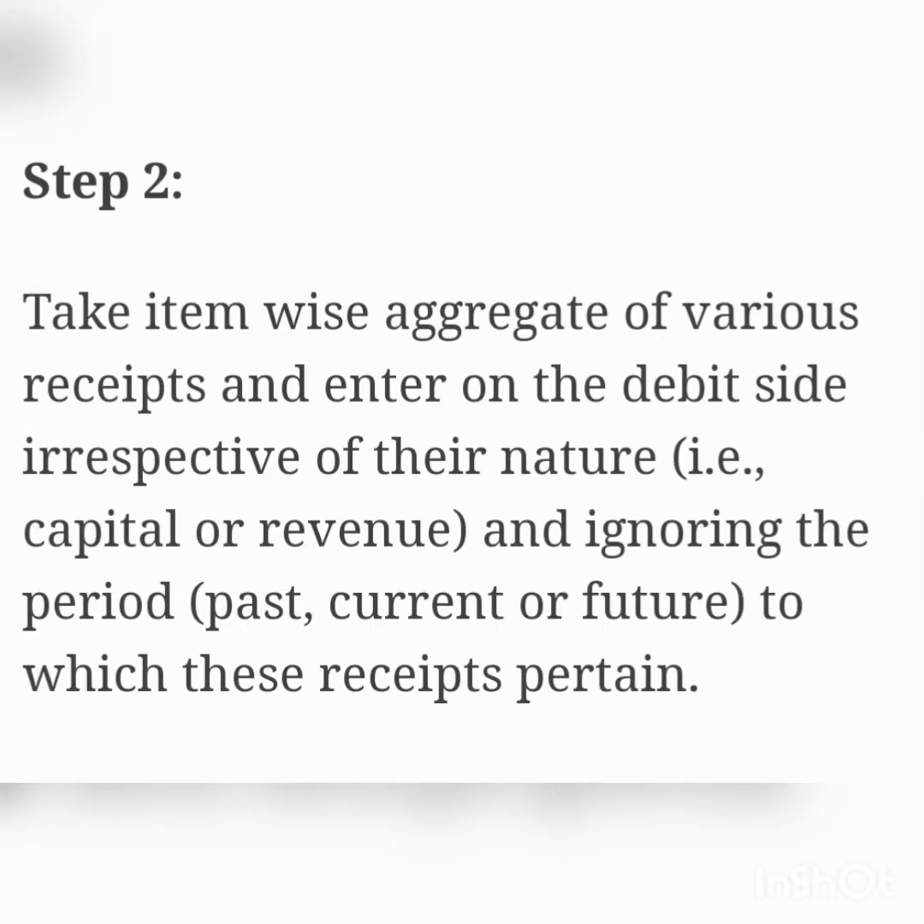Second step is take item-wise aggregate of various receipts and enter on the debit side irrespective of their nature, that is capital or revenue, and ignoring the period, that is past, current or future, to which these receipts pertain. The important incomes or receipts of non-profit organizations are subscription received, general donation received, specific donation received, sale of newspaper, sale of periodicals, magazines, waste paper, etc.